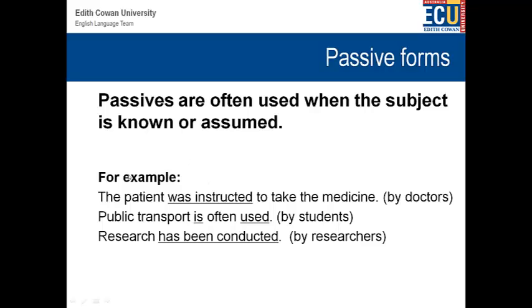Second example, public transport. Public transport is often used by students. Okay, so our essay has been about students. It's been about what students get up to. We know that we're talking about the subject. We know what the subject is. So we don't have to say students often use public transport. No, we can just say public transport is often used. In the next example, research has been conducted. So we don't need to say researchers conducted the research. No, that would be silly. We assume it's done by researchers.